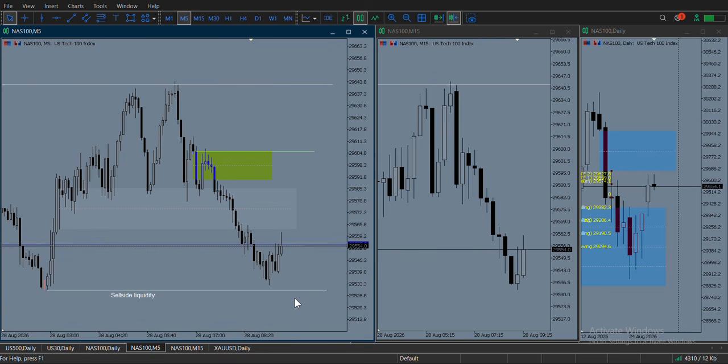So we're 21 minutes into London, and we're still waiting to see what this candlestick here closes in the next 3 minutes or so.